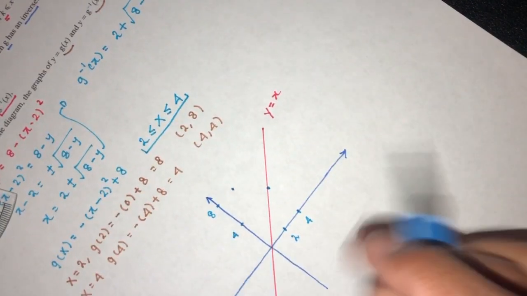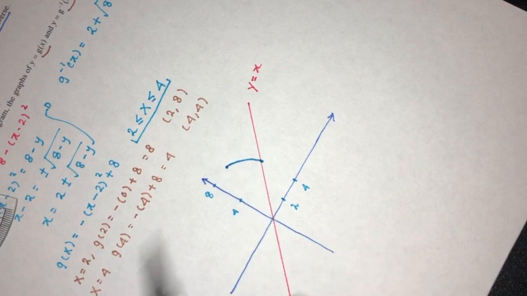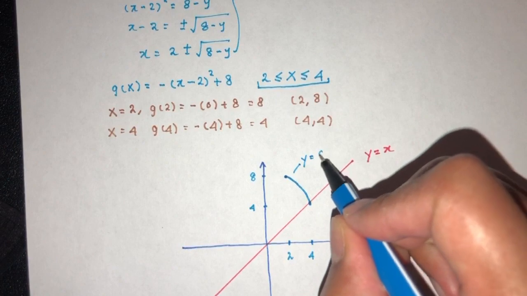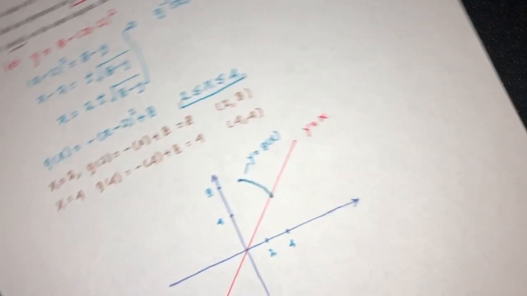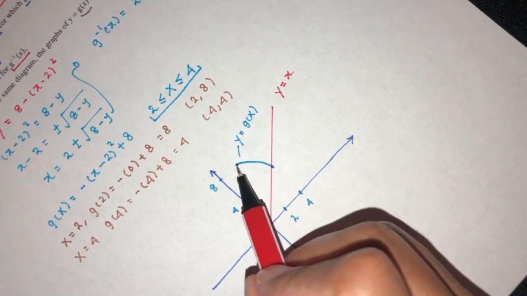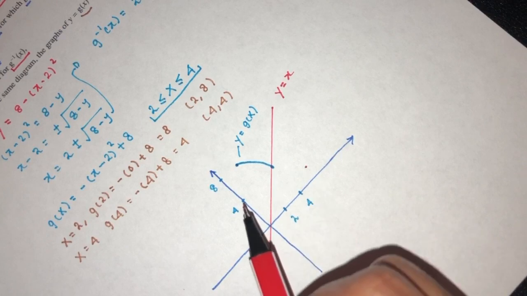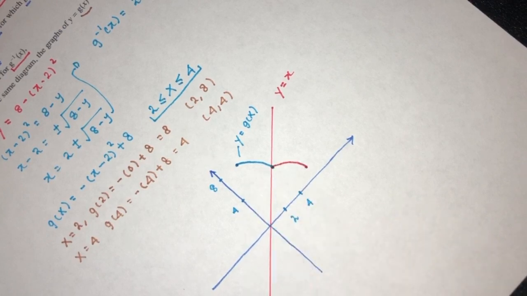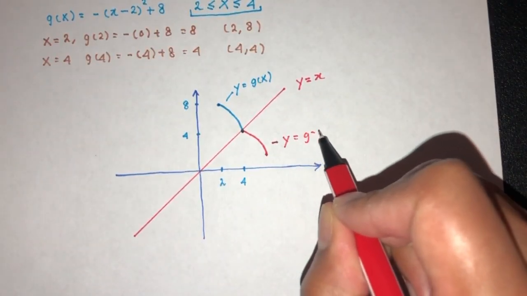So your graph will have a shape. This is your maximum point. So it should be something like this. That will be your graph of g of x. Now we understand that there must be reflections, obviously. So by kind of sketching, there should be something over here, and that should be the other shape, and that will be y equal to g inverse of x.